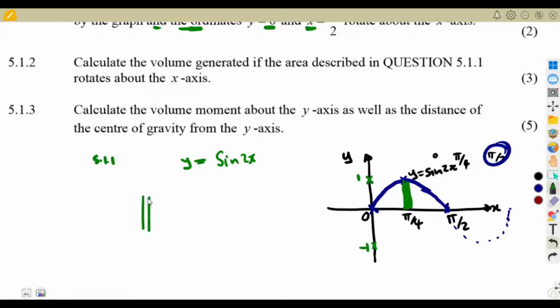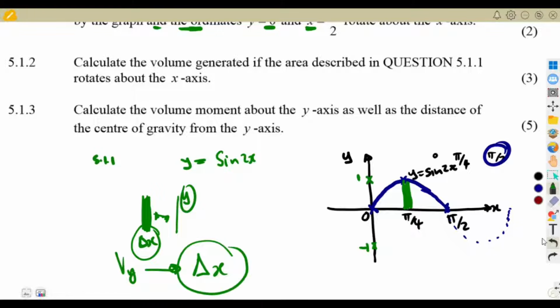If your representative strip is like this, and you are given your axis of rotation as the y-axis, they are parallel to each other like that, right? The representative strip is for x, but your volume is taken in the y. It means you can calculate that volume with the representative strip for x, but you have to use the formula for the shell method. All right, we're going to explain that later on.